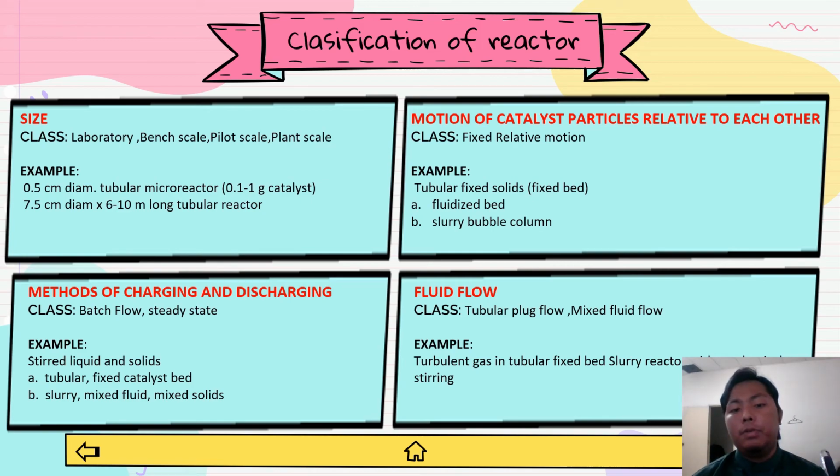And lastly, we have fluid flow, for which the suitable instruments are tubular plug flow and mixed fluid flow. For example, we have turbulent gas in a tubular fixed bed, and a slurry reactor that we use to stir. Okay, that's all for the classification of reactors.